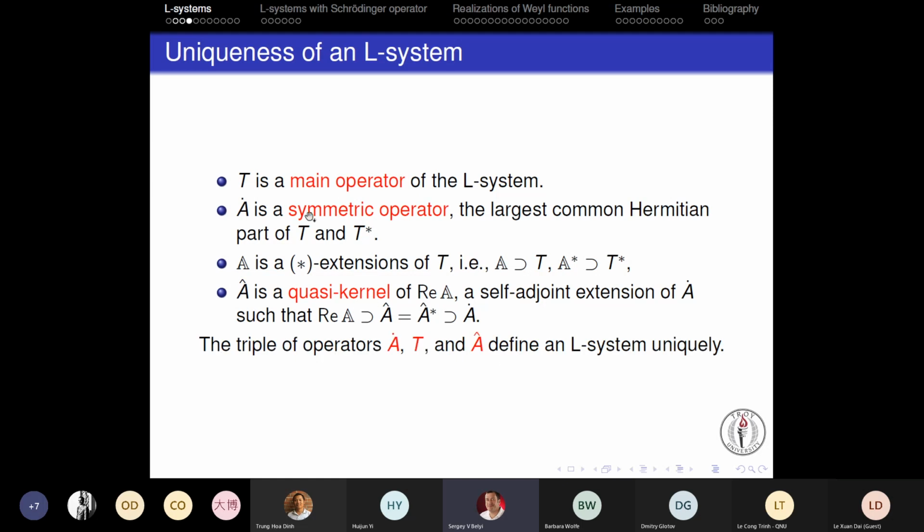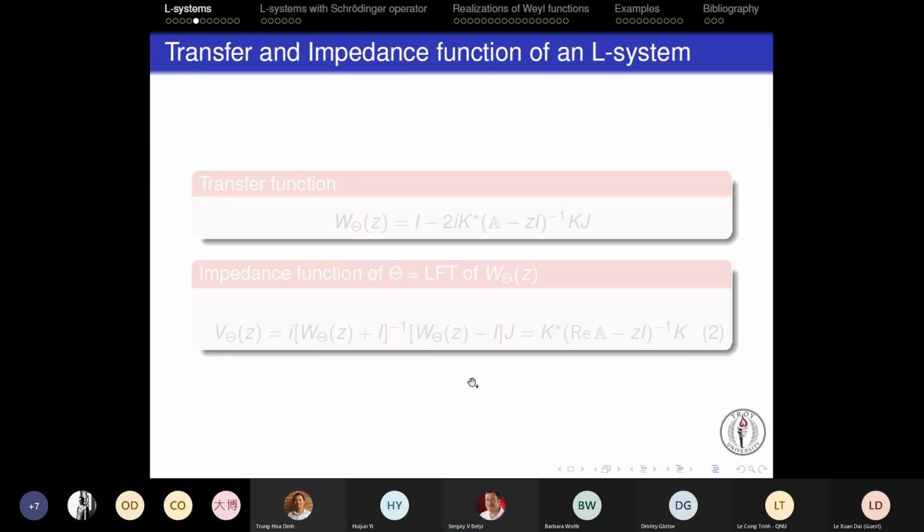The reason it is highlighted in red is because the triplet A dot, T, and A hat define an L system uniquely. In other words, if I provide A dot, T, and A hat and an appropriate Hilbert space, I'm fixing on one particular L system.